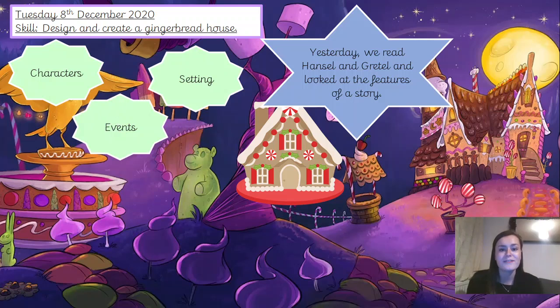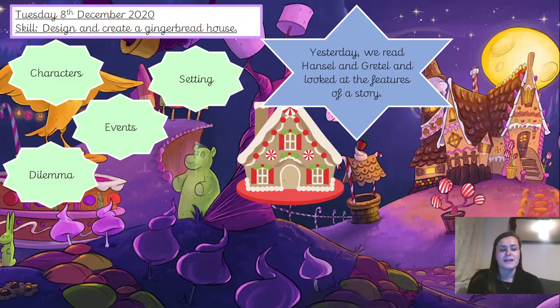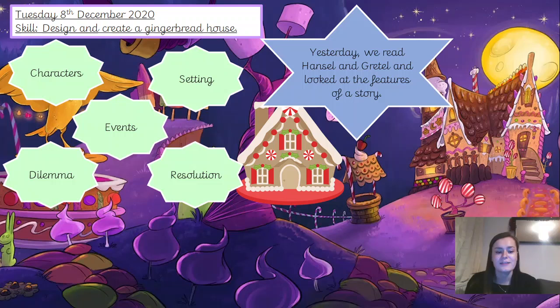Then we talked about the events, didn't we? And we discussed that in a story you've got the beginning, the middle, and the end. And in the middle, you need to have a dilemma. And at the end, your dilemma or your problem gets resolved. It all gets fixed and it gets resolved. That's your resolution. Can you remember what the dilemma and the resolution were in our story, Hansel and Gretel?